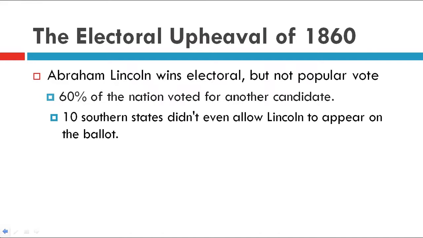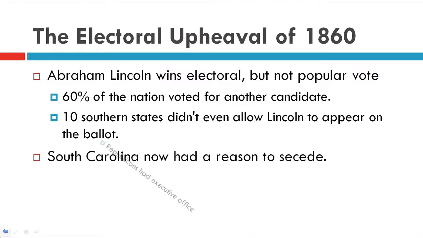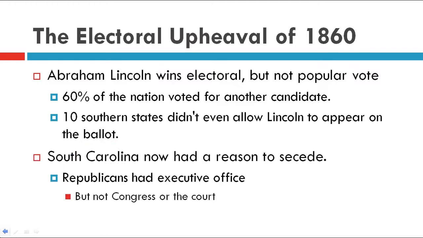Okay, so in 1860, Lincoln does win the electoral vote, but not the popular vote. In fact, 60% of the nation had voted for another candidate. Ten southern states did not even allow Lincoln to appear on the ballot. And with the victory of Lincoln, South Carolina now has a concrete reason to secede. They can make the case that no state in the South even supports this candidate. Therefore, he's not their president, so to say.